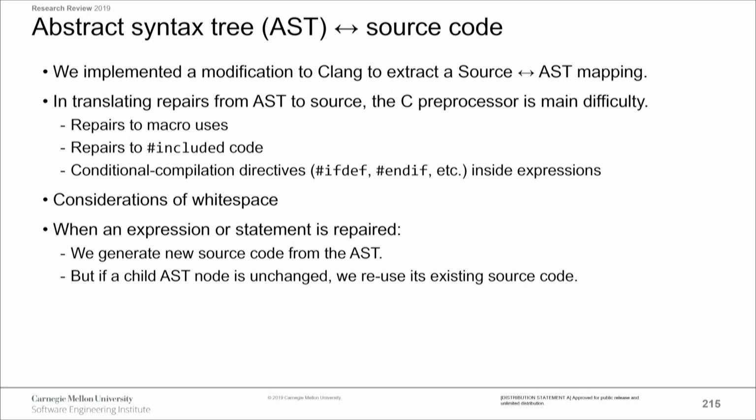If we need to make a repair to a macro use, in general we make the repair to the expansion of the macro, and then we replace the macro use with its repaired expansion. However, if we only need to make a change to an argument of the macro, then in some cases we can just change that argument and leave the macro use unexpanded. For repairs to included code, we just repair the included file. And if conditional compilation directives such as #ifdef occur inside an expression, then we need to be careful that we don't obliterate those preprocessor directives if we happen to rewrite the code.